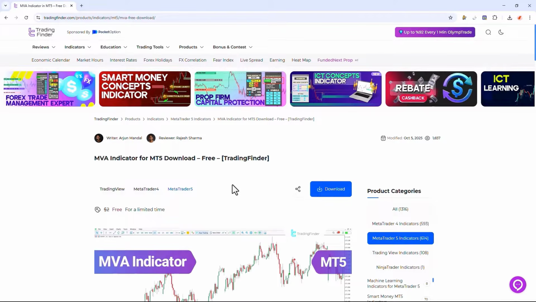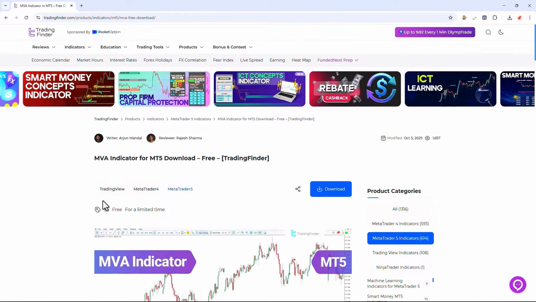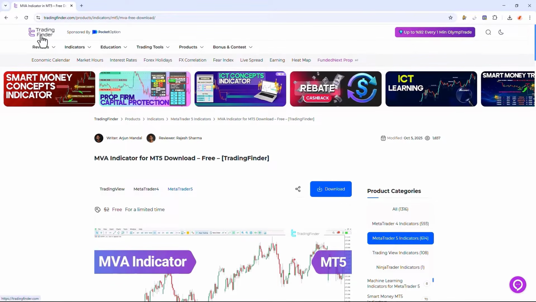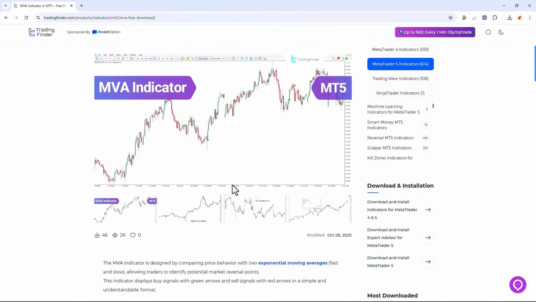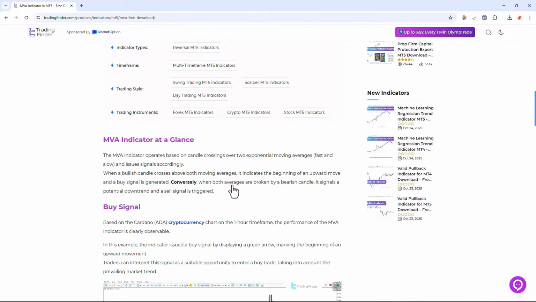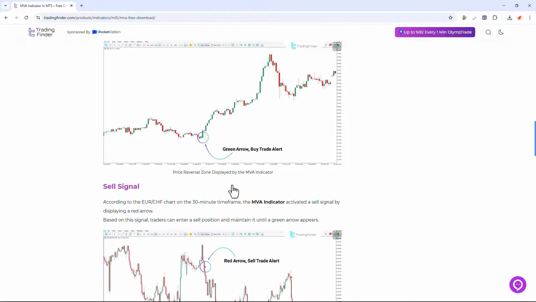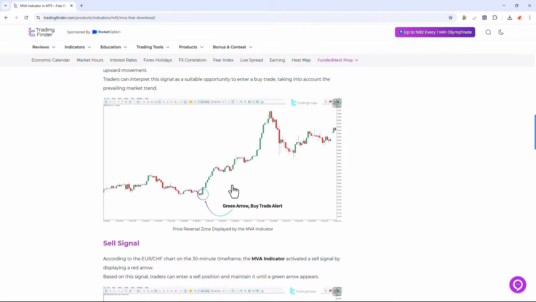the MVA Indicator, which is available for various platforms on the TradingFinder website. Traders can download the indicator file from this section for the MetaTrader 4 and MetaTrader 5 platforms. And to understand how the indicator functions and operates, you can review this page.